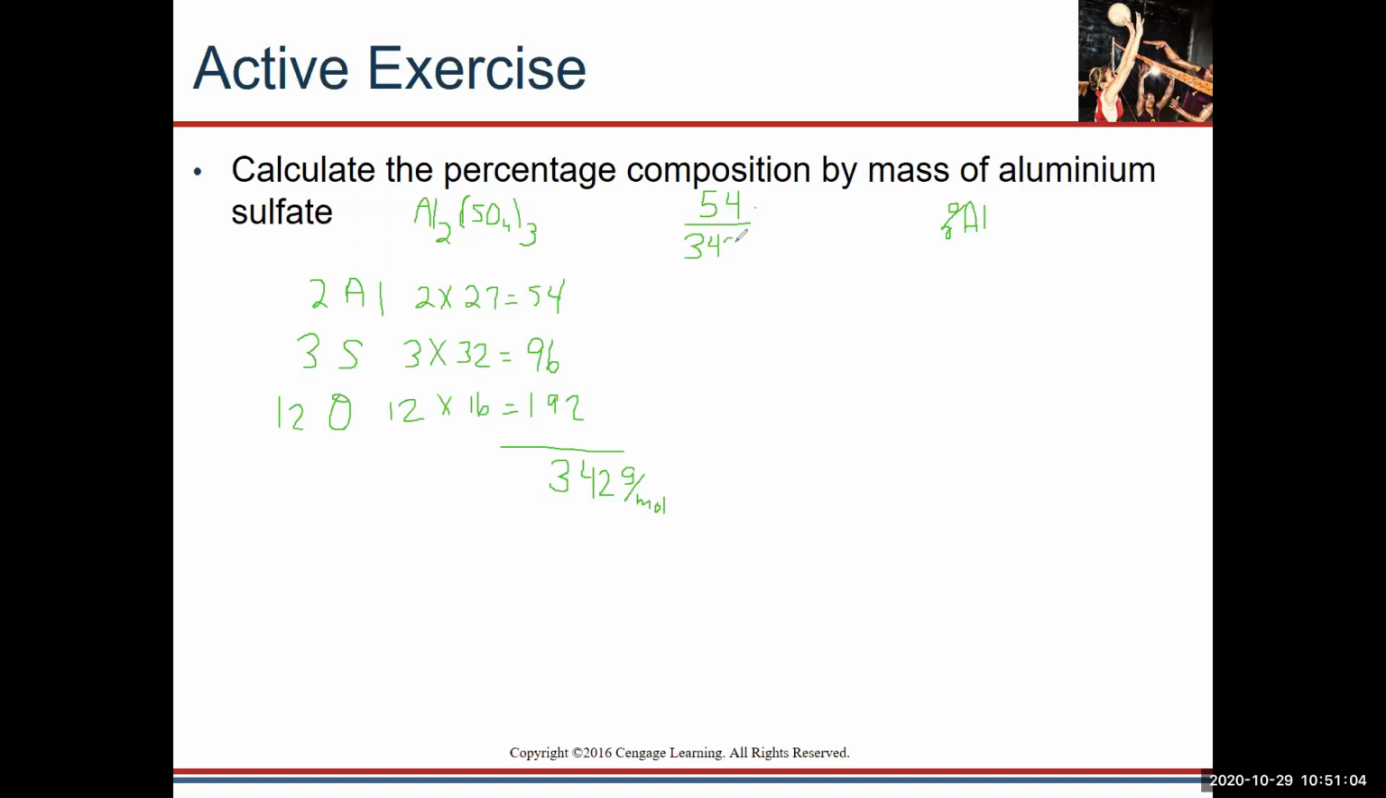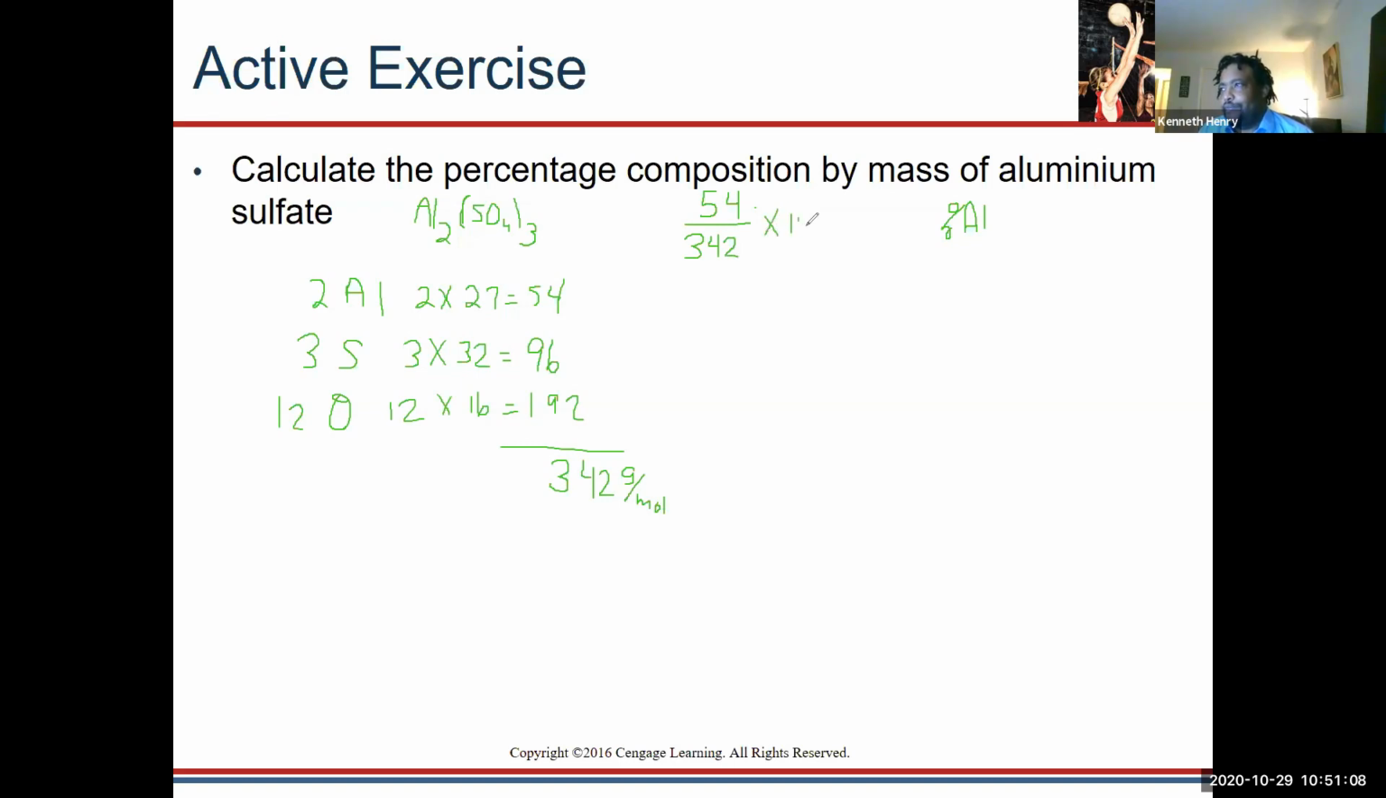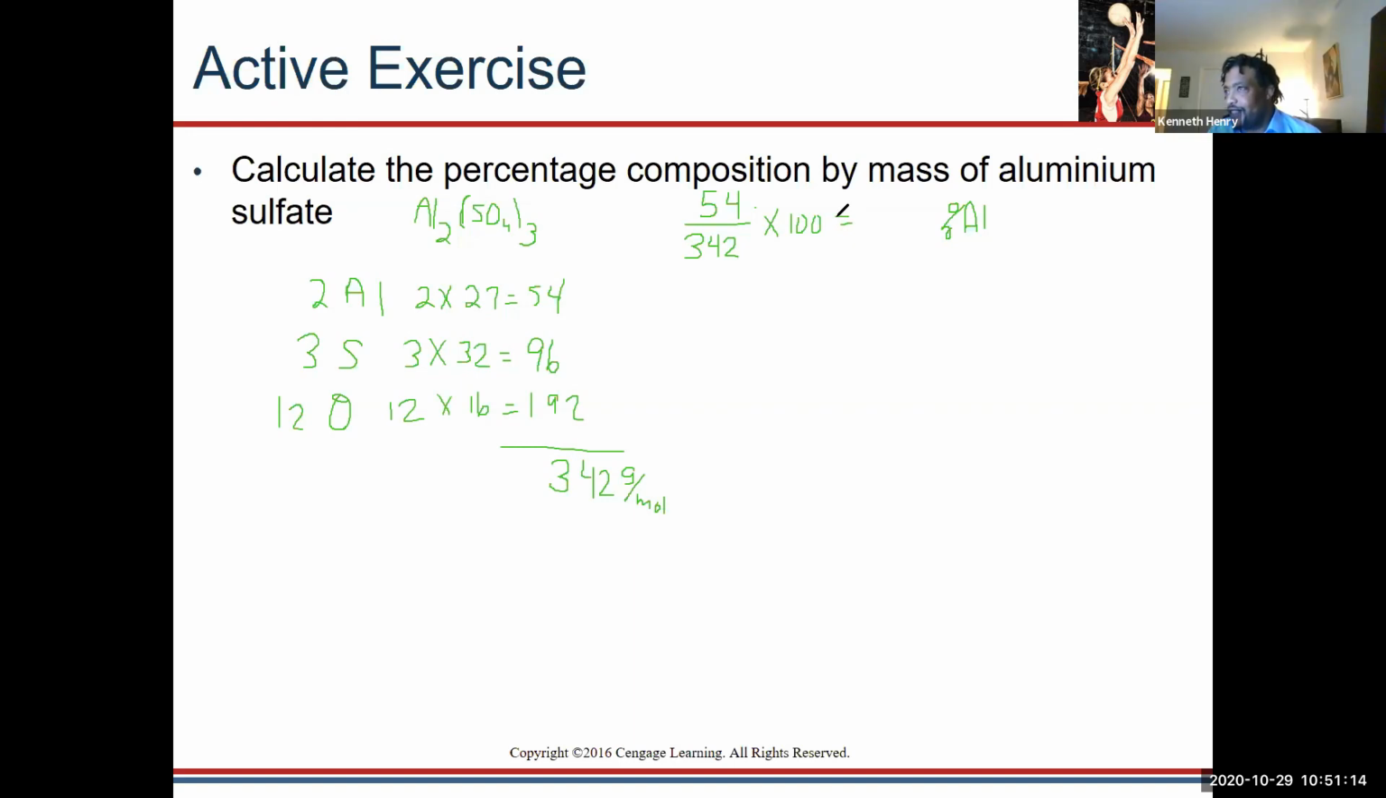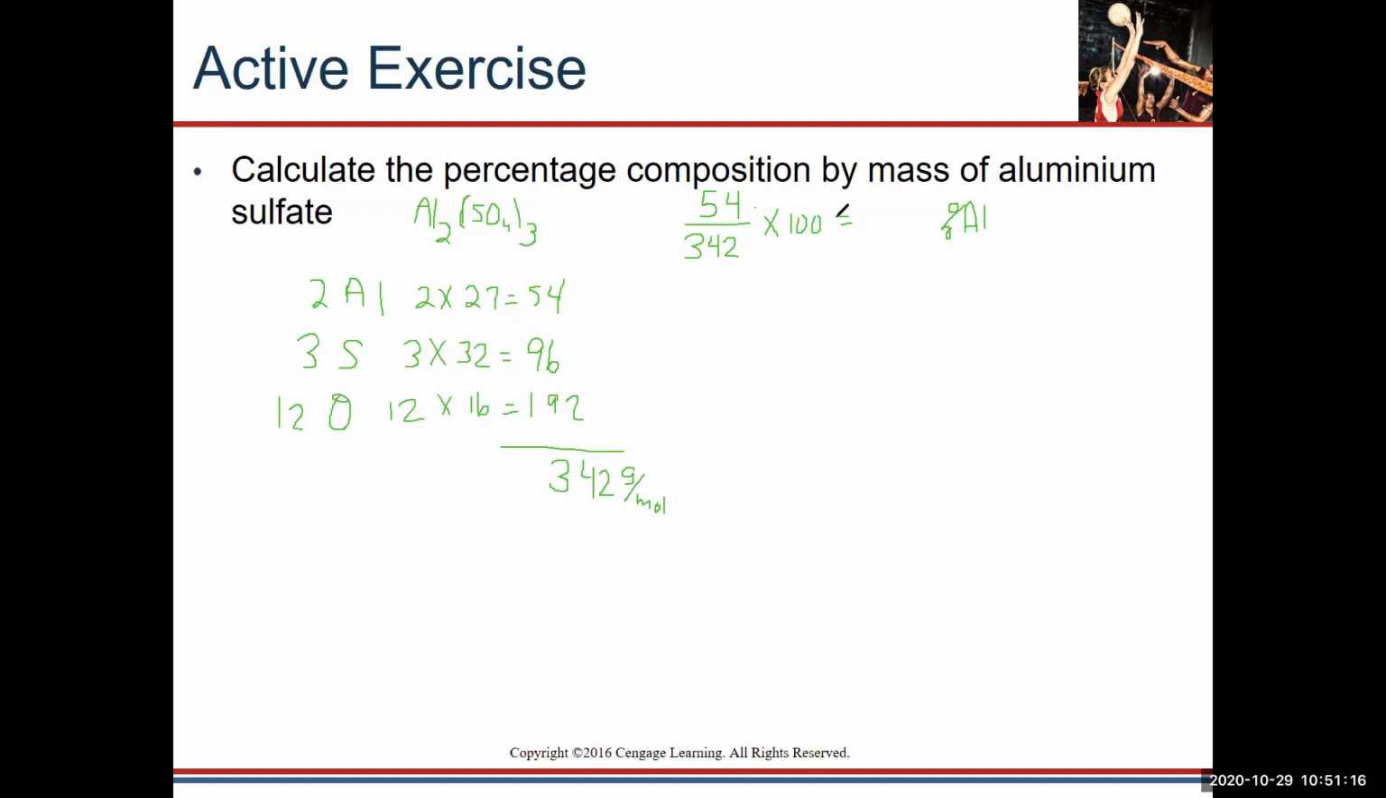Oh, 300. And then you multiply that by 100. Okay. Yeah, that's what I meant. Divided by that. Okay. That's one. So it's 15.60, oh, 16%.